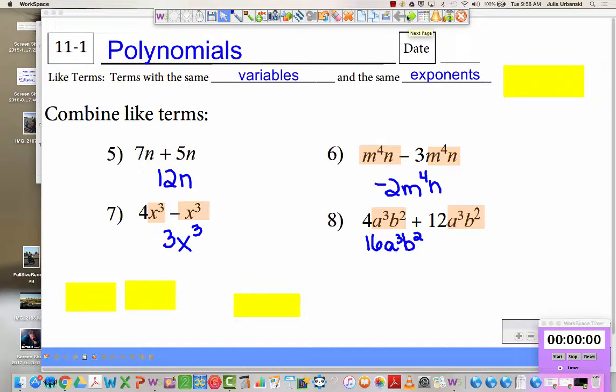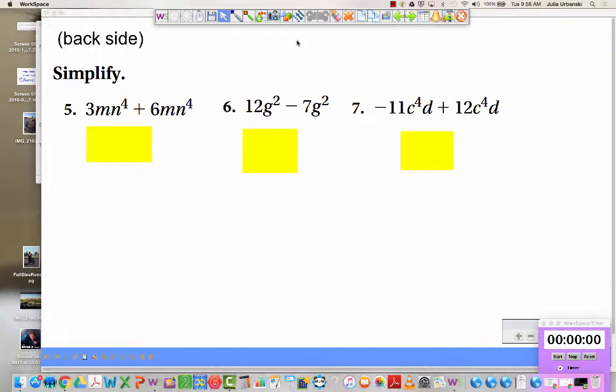Backside, number 5. All right, stop talking, please.